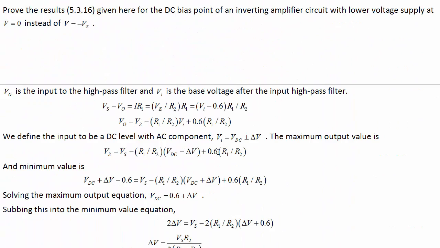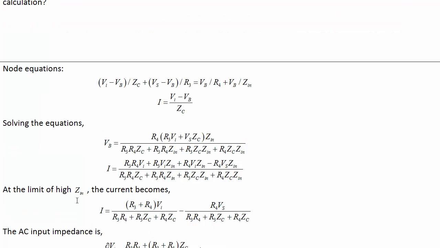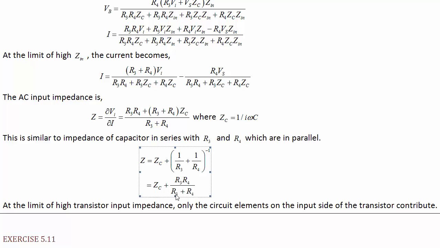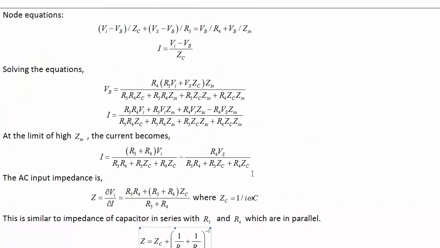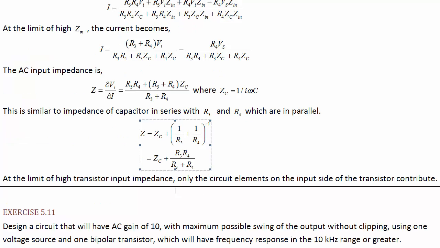Okay, so using node equations, if you like, or just saying we've got those impedance sources in parallel, we end up with a capacitor impedance in series with the resistors R3 and R4 and Zin all in parallel. And in the limit of high Zin, that turns into this expression. So the impedance ends up just being as promised. You can derive that it's just the capacitor in series with those two resistors in parallel. So only the circuit elements on the input side of the transistor contribute.